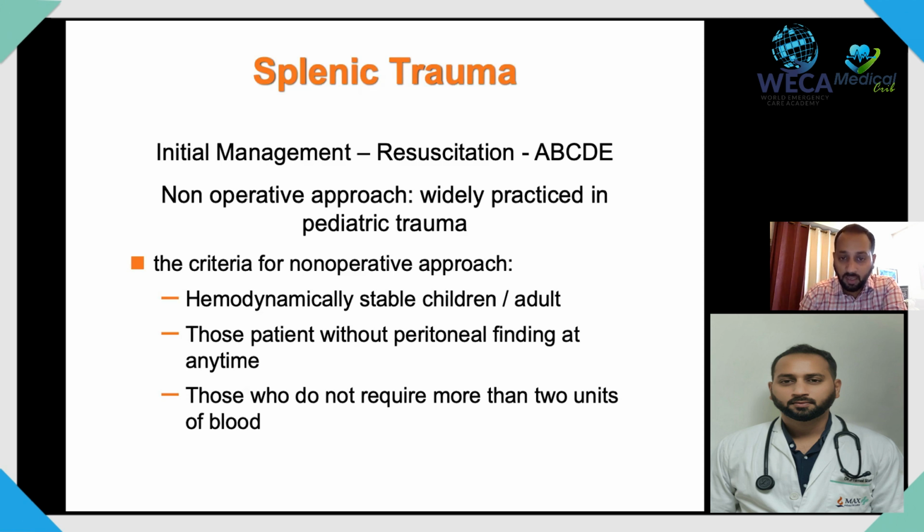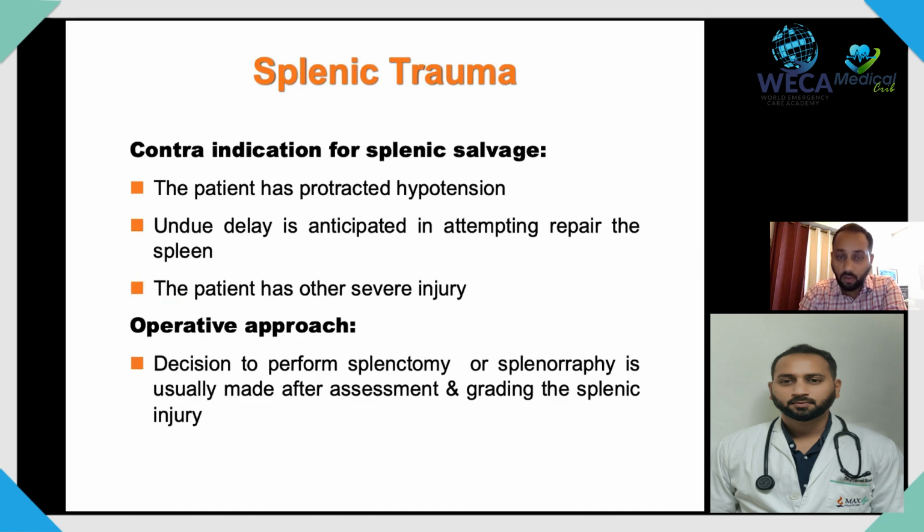So the important criteria for a non-operative approach would be being hemodynamically stable. Child or adult have to be hemodynamically stable, with no peritoneal findings at any time, and not requiring more than 2 units of blood. Contraindications for splenic salvage can obviously be protracted hypotension, that is, the patient's blood pressure is not improving despite all the measures. Any undue delay anticipated in attempting repair of the spleen, or other severe injuries, can be contraindications for splenic salvage.